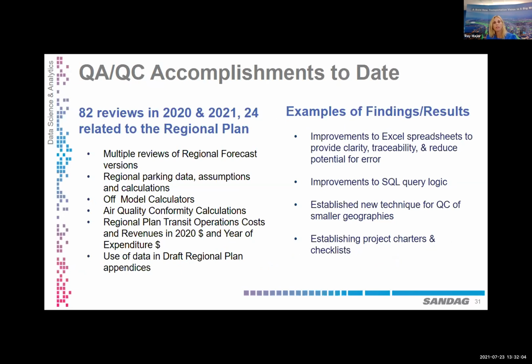So since the QA/QC team was put together and came under me, 82 different reviews of data sets have been completed in 2020 and 2021. 24 of those were related to the regional plan. Some examples are multiple reviews of the regional forecast versions for parking data, both the assumptions and the calculations.